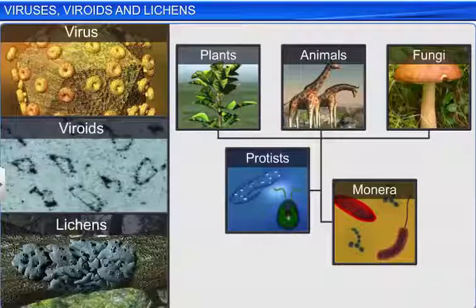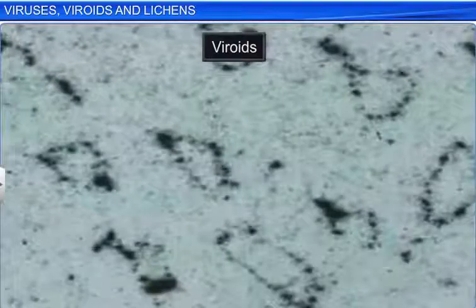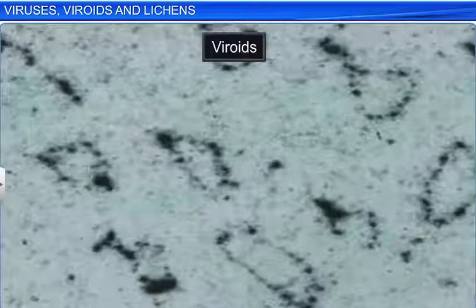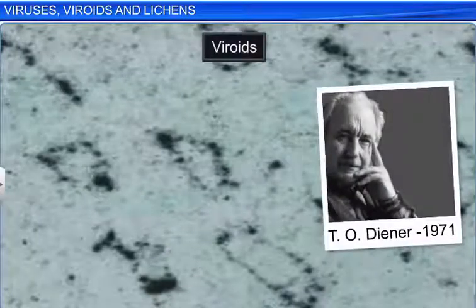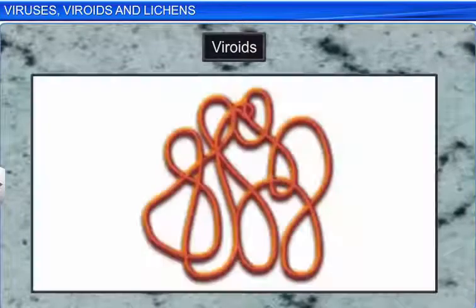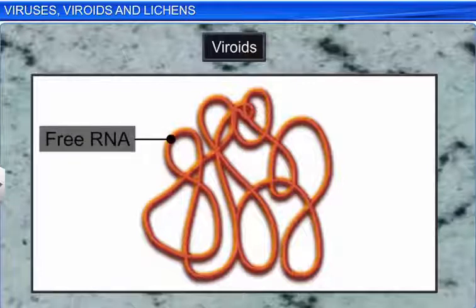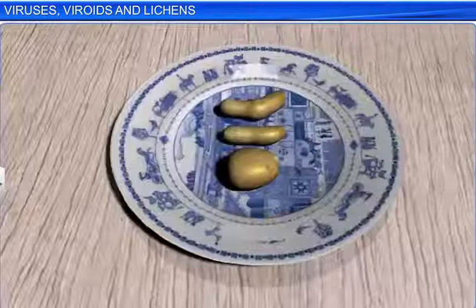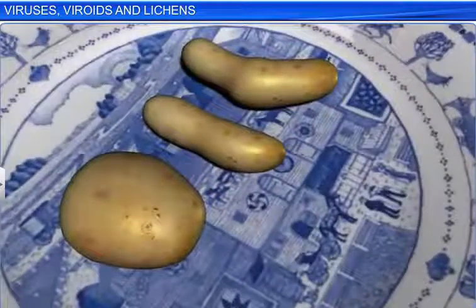Like viruses, viroids are also infectious, only they are smaller. They were first discovered by Theo Diener in 1971. Viroids lack the protein coat that viruses have. Hence the name viroid. Also, they have free RNA of low molecular weight. They are known to cause potato spindle tuber disease.